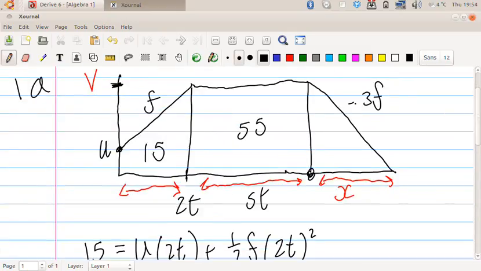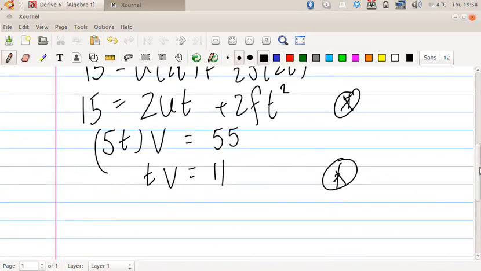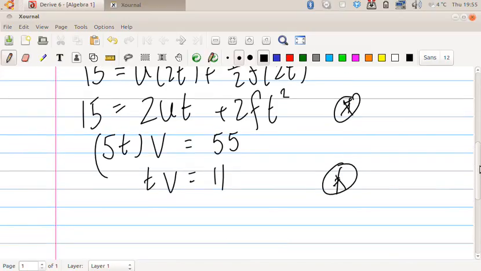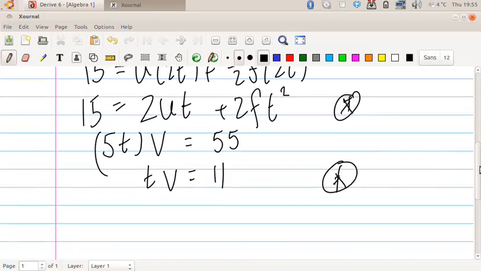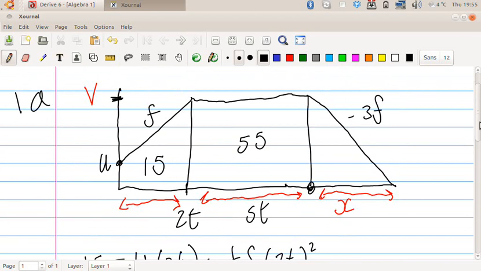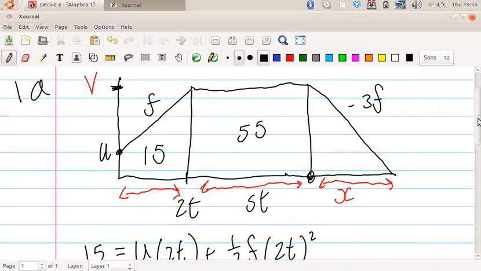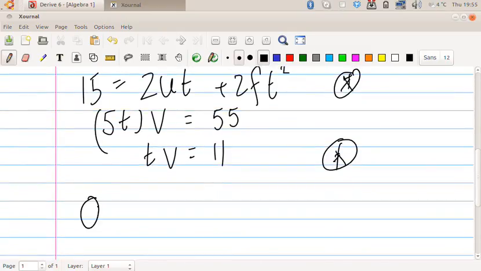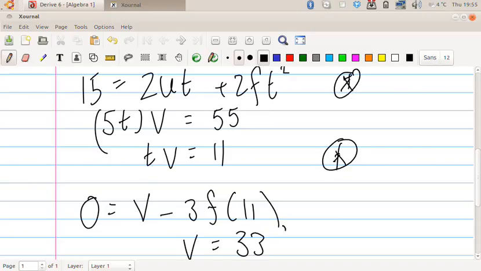And do we get anything for this last one here? I had t over 11 equals v, but it's 11 over t. Well, let's continue and see what happens. So the one at the end, v equals u plus at. Or if you want, v equals 33f.